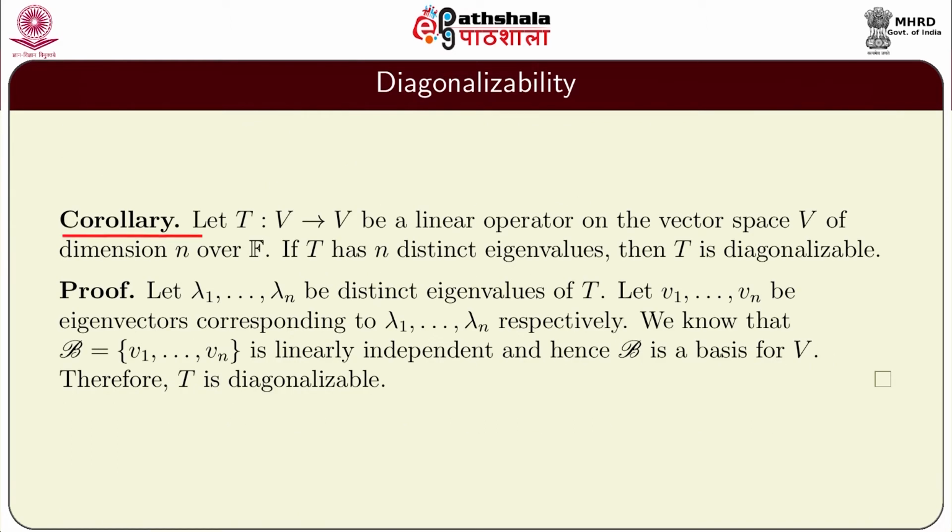A corollary to the previous theorem. Suppose that T from V to V is a linear operator on the vector space V, which is a finite dimensional vector space of dimension n over the field F. If T has n distinct eigenvalues, then T is diagonalizable. So, this gives us the first sufficient criterion for diagonalizability.